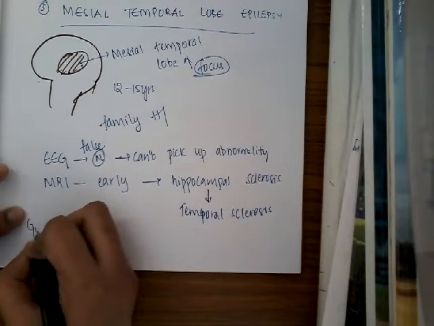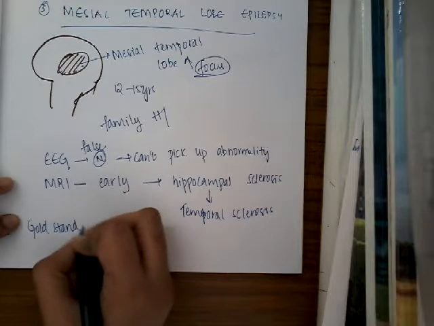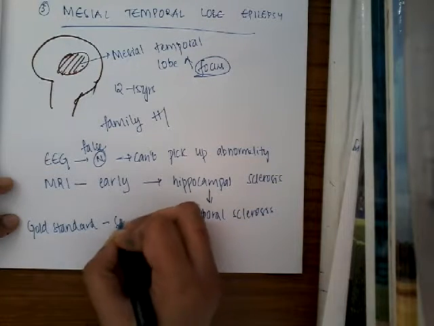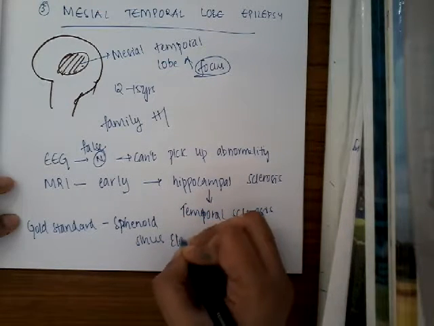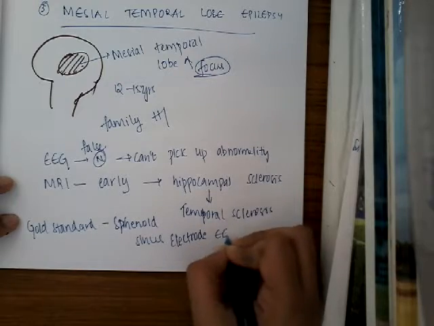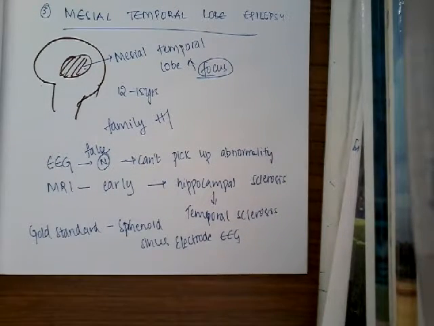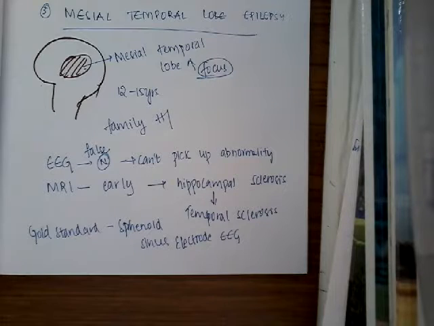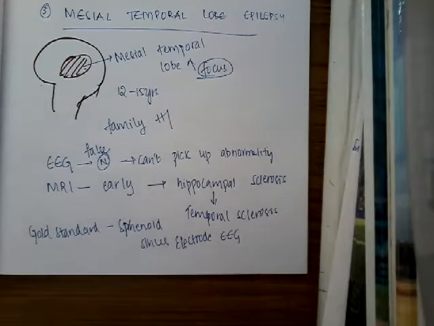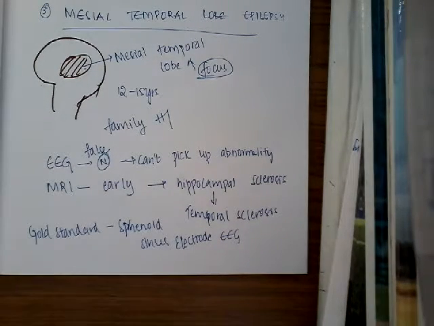What is the gold standard investigation? The gold standard investigation is sphenoid electrode EEG. You keep an electrode in the sphenoid sinus, and from there you get the impulses. So how are you going to treat it? The best treatment is to remove this mesial temporal lobe. Anteromedial partial temporal lobectomy is most commonly done. So this is about mesial temporal lobe epilepsy.